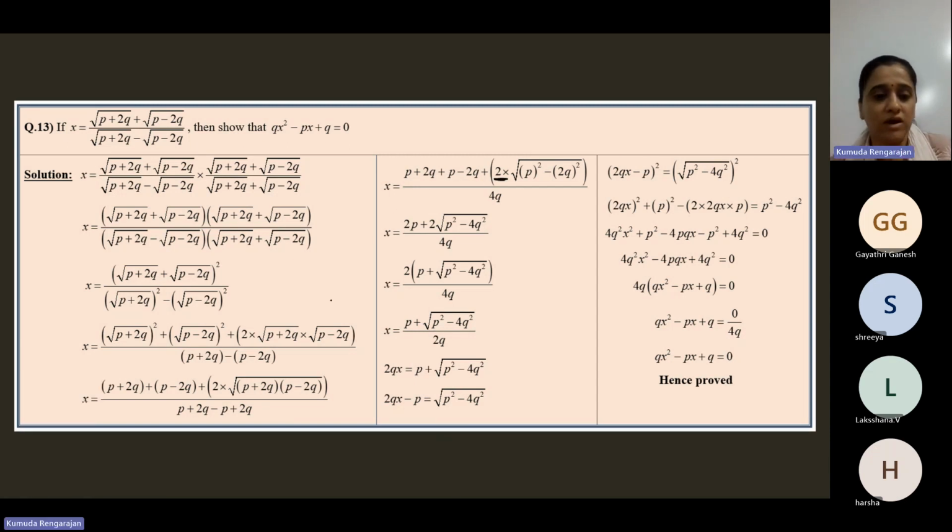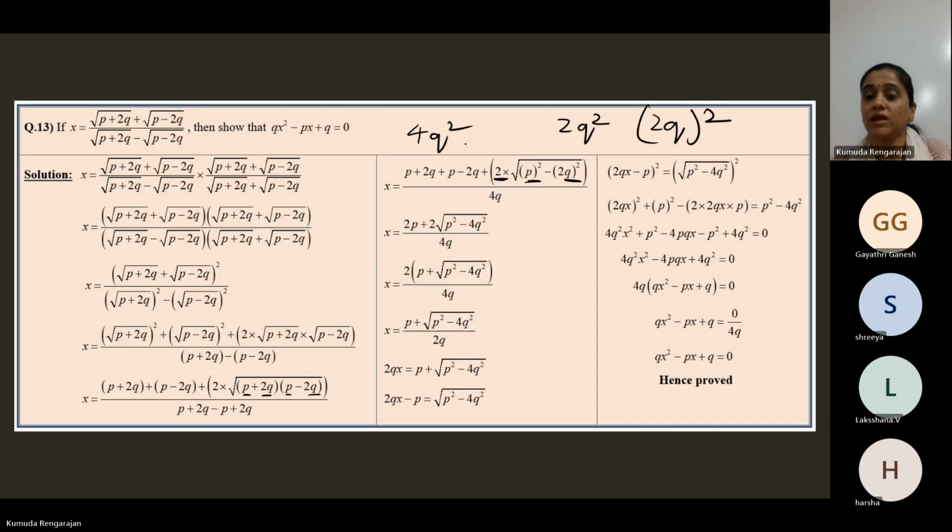Yeah, then this 2, and here this is A plus B into A minus B, which is A squared minus B squared. So please don't write B squared like this. This is B, B squared. So next step, it'll be 4Q squared.